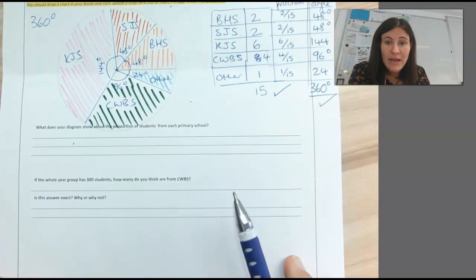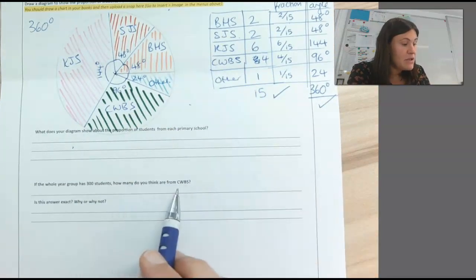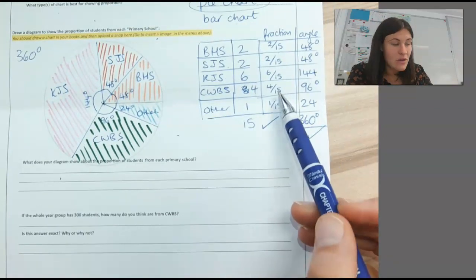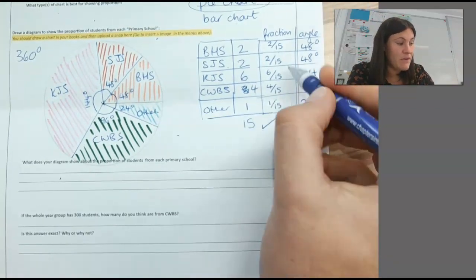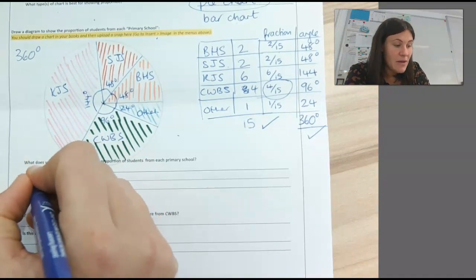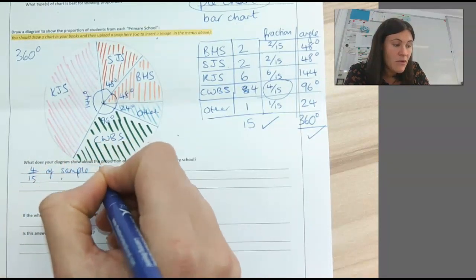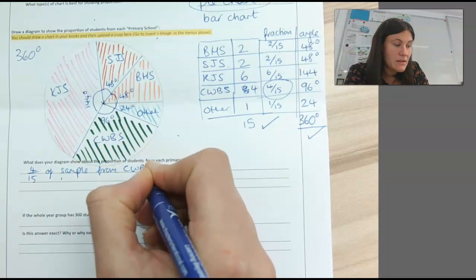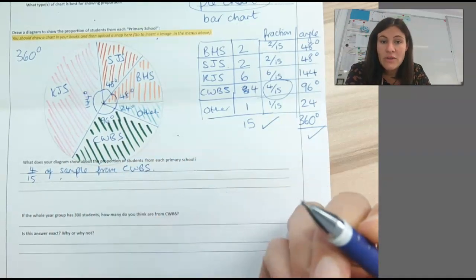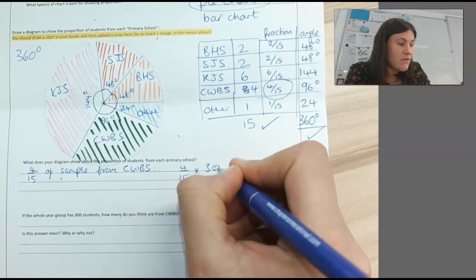Next part. In the whole year, if the whole year group has 300 students, how many do you think are from CWBS? So we've already said that we had 4 out of 15, so 4/15ths of our sample. So a sensible guess would say, okay, if we've got 4/15ths of our sample from CWBS, then maybe 4/15ths of all the students are from CWBS. So what's 4/15ths of 300?